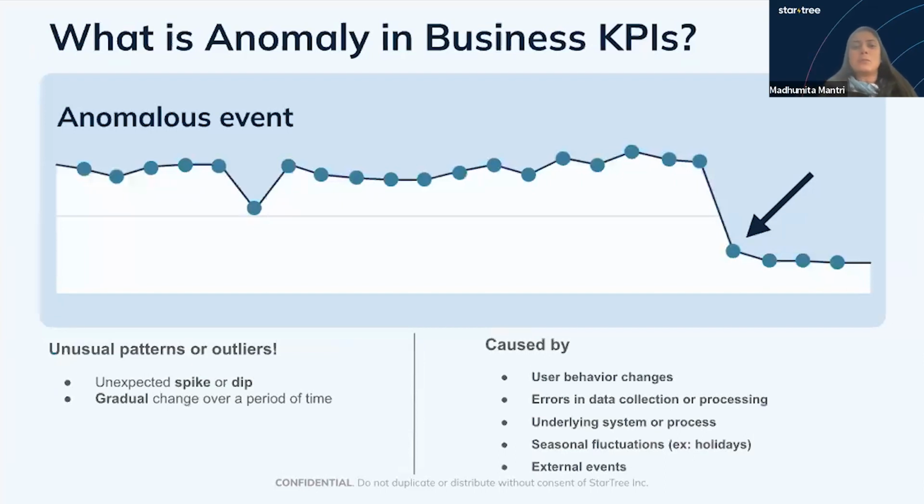And what is an anomalous event in a business KPI? It's usually tied back to an unexpected spike or drop, but more than that, if it's a gradual change over a period, even spotting those anomalies is equally important. And these anomalies in the business world happen for multiple reasons. The reasons could be user behavioral change, or it could be as simple as the data collection or processing having some gaps, or there are underlying system issues, or there are seasonal fluctuations, right?